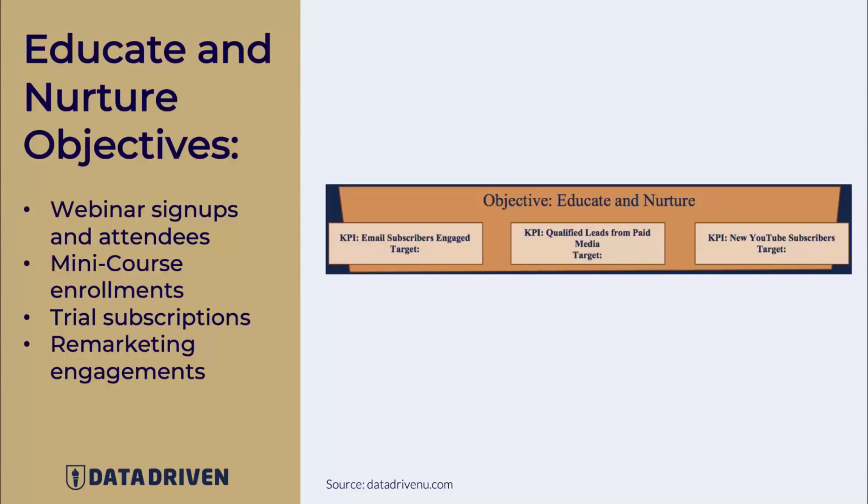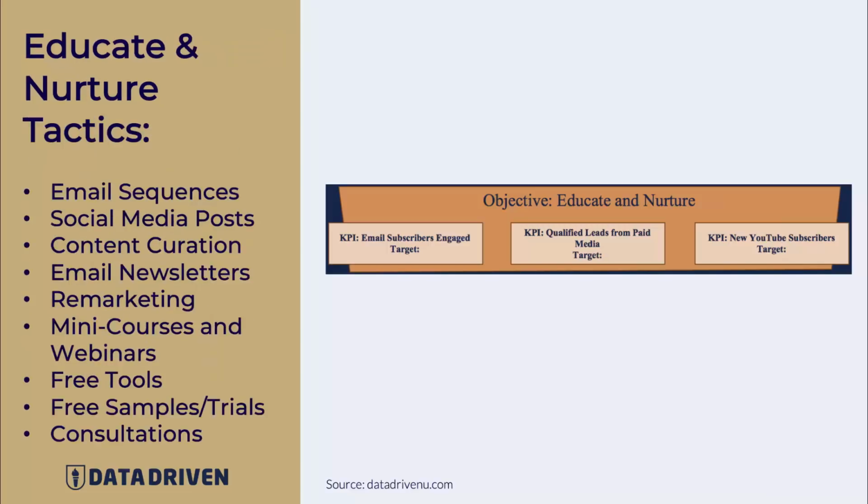When it comes to educating and nurturing your audience, your objectives might be to get people to sign up for webinars and to attend them, enroll in mini courses, try a subscription to your service, and even engage through remarketing. And some of the tactics that we see for educating and nurture are email sequences, social media posts, content curation, email newsletters, remarketing, mini courses and webinars, free tools, free samples and trials, and consultations.